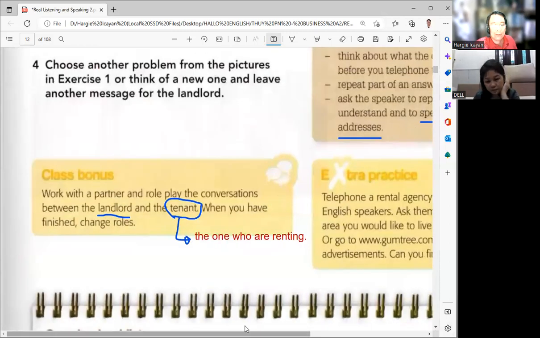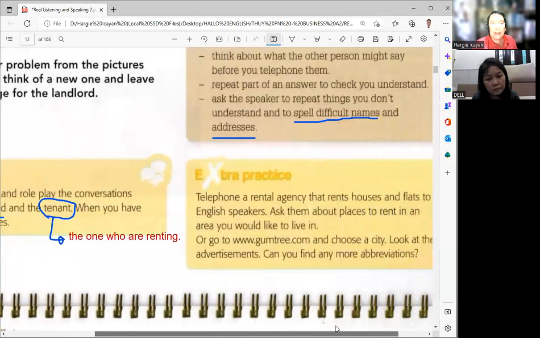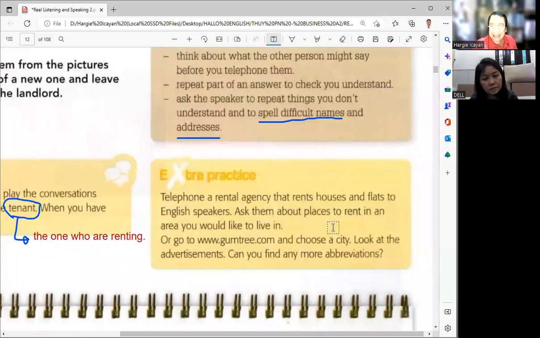Okay, Toy? Now, for an extra practice, you can use this one. Telephone a rental agency that rents houses and plots to English speakers. Ask them about places to rent in an area you would like to live in. Or go to www.gumtree.com and choose a city. Look at the advertisements. Then can you find any more abbreviations?